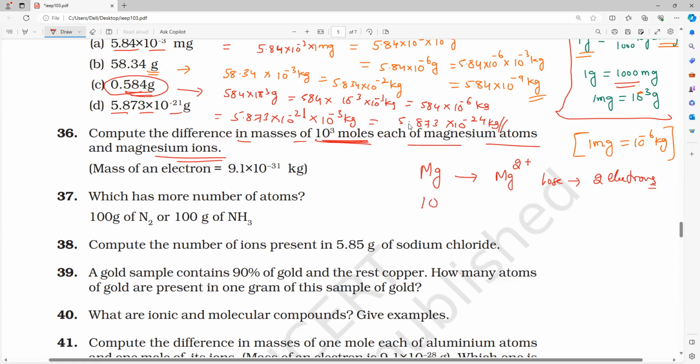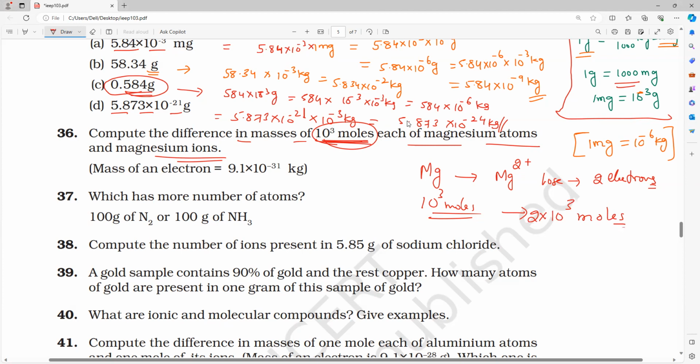So now 10 power 3 moles of magnesium is there. What is the number of electrons given? One magnesium, 2 electrons. 2 magnesium, 4 electrons. 10 magnesium, 20 electrons. Now for 10 power 3 moles of magnesium, how many electrons will come? 2 into 10 power 3 moles.